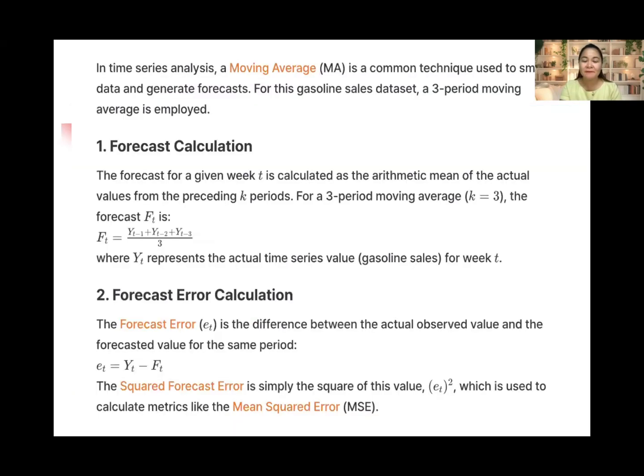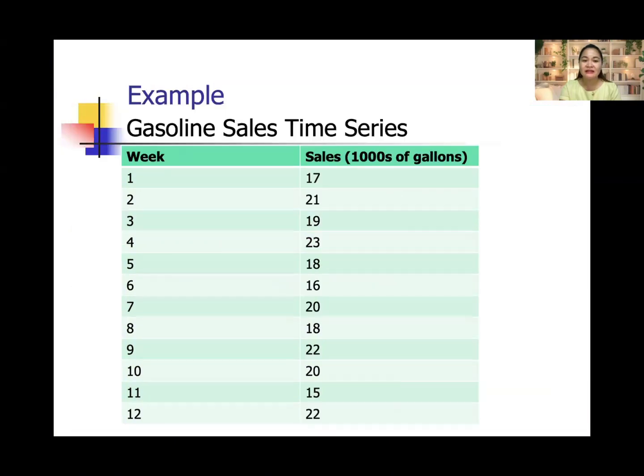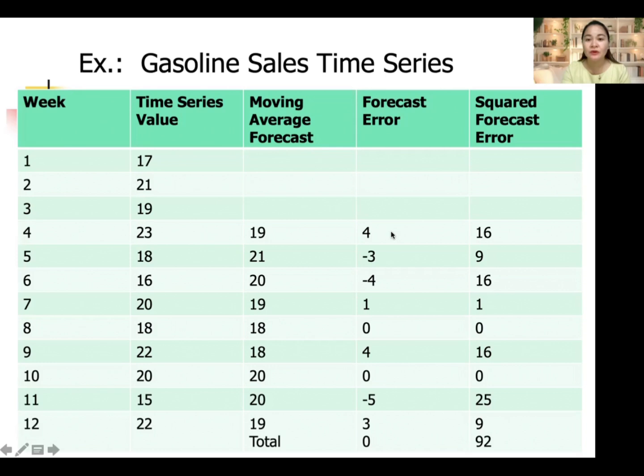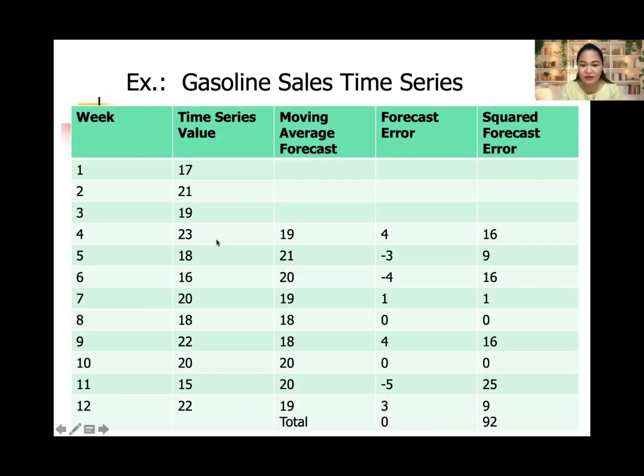So we have an example here. Given week 1 sales to week 12, using the time series values, the moving average forecast, there is also a forecast error and the squared forecast error. For example, using three intervals: 17 plus 21 plus 19 divided by 3 equals 19. Then next, we have 19 plus 23 plus 18 divided by 3, so you have 20, and so on and so forth until the last forecast in week 13.